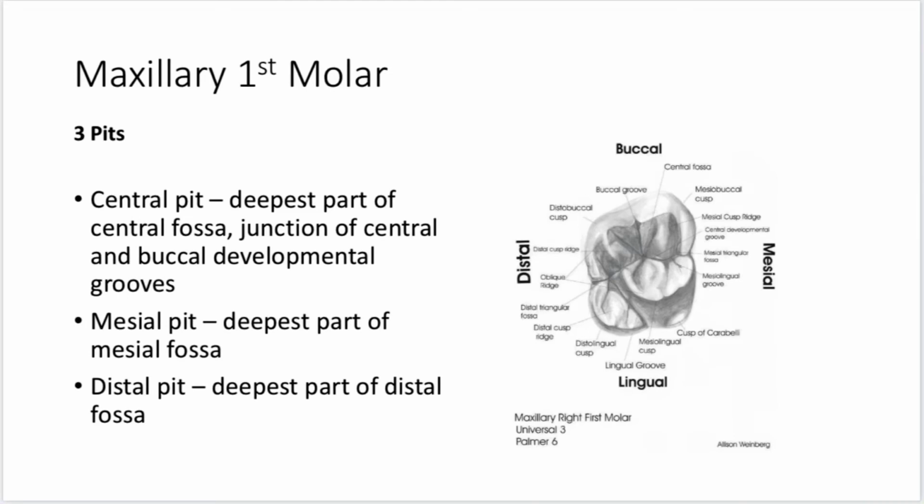There are 3 pits on the maxillary first molars: the central pit, mesial pit, and distal pit. The central pit is the deepest part of the central fossa. It's the junction of the central and buccal developmental grooves. The mesial pit is the deepest part of the mesial fossa, and the distal pit is the deepest part of the distal fossa.